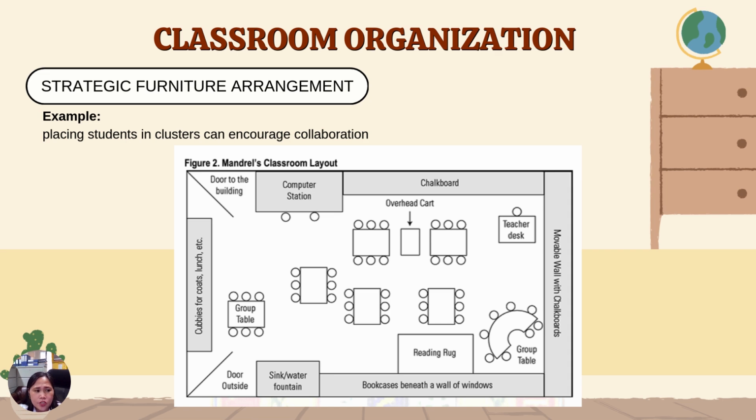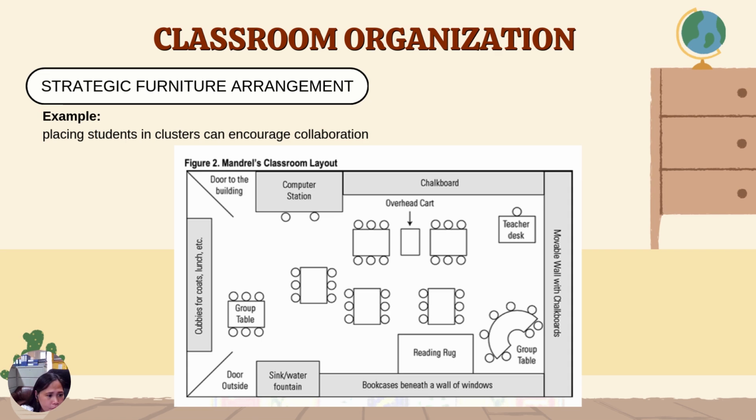So one of the strategic furniture arrangements here, as presented in figure 2 by Mandrell's classroom layout. As you can see, we can group our students now, we can place them in clusters to encourage collaboration. So if you will be having project-based activities that they will be grouped, you will be arranging them to sit together with their group so that they can easily collaborate.